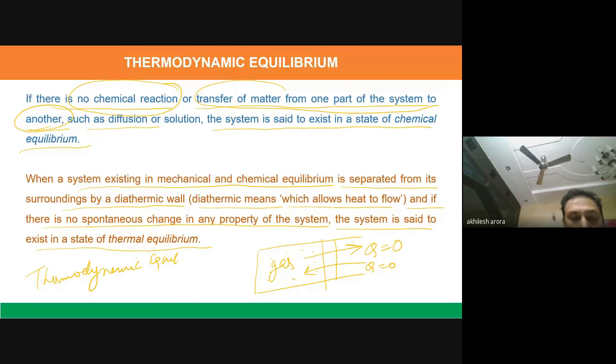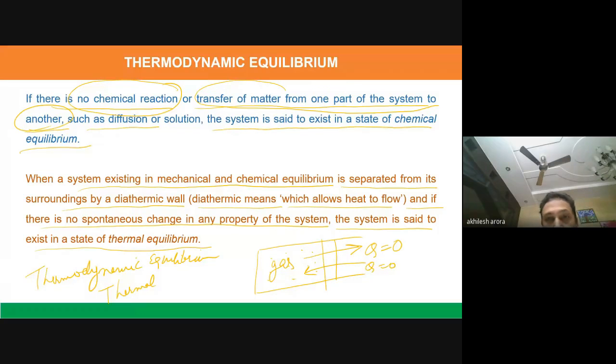Thermodynamic equilibrium, once again telling you, there should be thermal equilibrium. So you should not confuse yourself with thermodynamic and thermal equilibrium. It is thermal equilibrium, chemical equilibrium and mechanical equilibrium. If three conditions are existing simultaneously, then we will say that the system is in thermodynamic equilibrium.